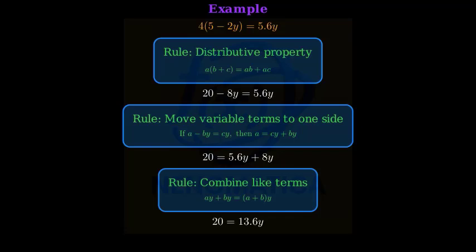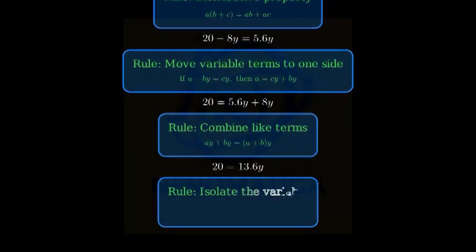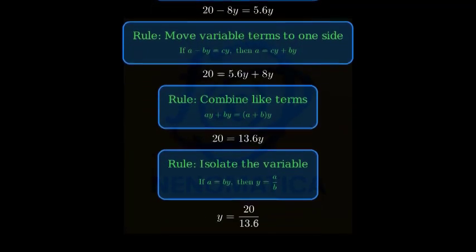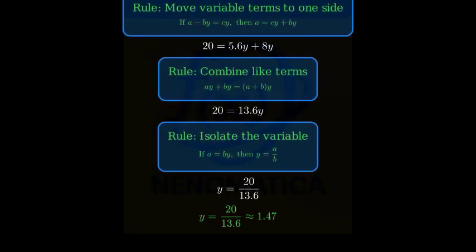Finally, to solve for y, we divide both sides by 13.6. So, 20 divided by 13.6 equals y. This gives us y equals 20 over 13.6, which simplifies to approximately 1.47.